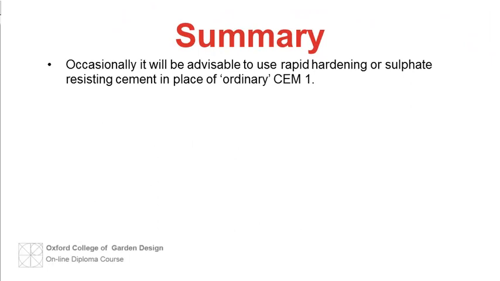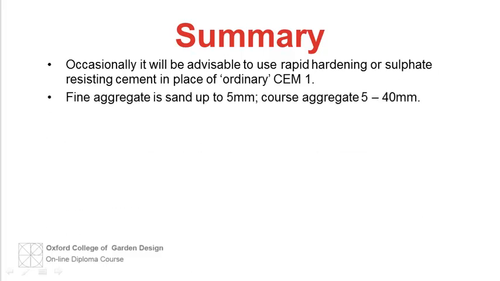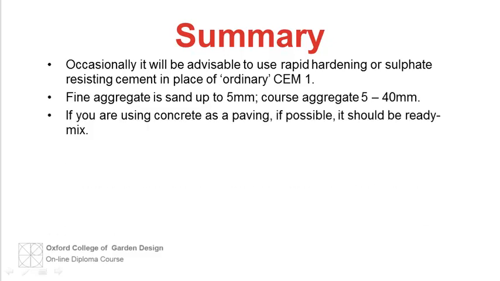I now want to summarize. I would like you to remember that there are occasions when your project may need rapid hardening or sulfate-resistant cements. Fine aggregate is sand up to 5 mm sieve size. Concreting sand is sharp and feels gritty.